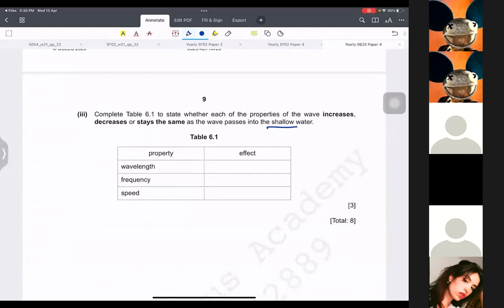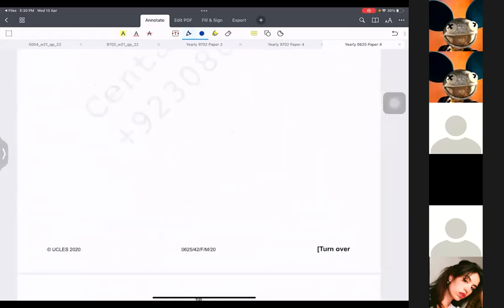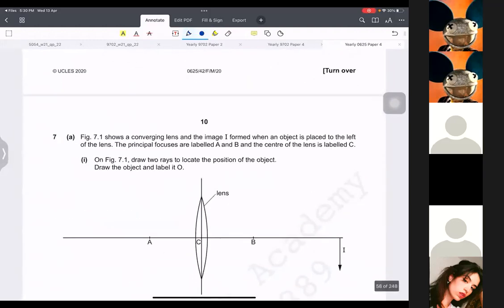When the waves go into shallow water, their wavelength decreases. Their frequency stays the same. We have already written this. You can check from the notes. Speed decreases.